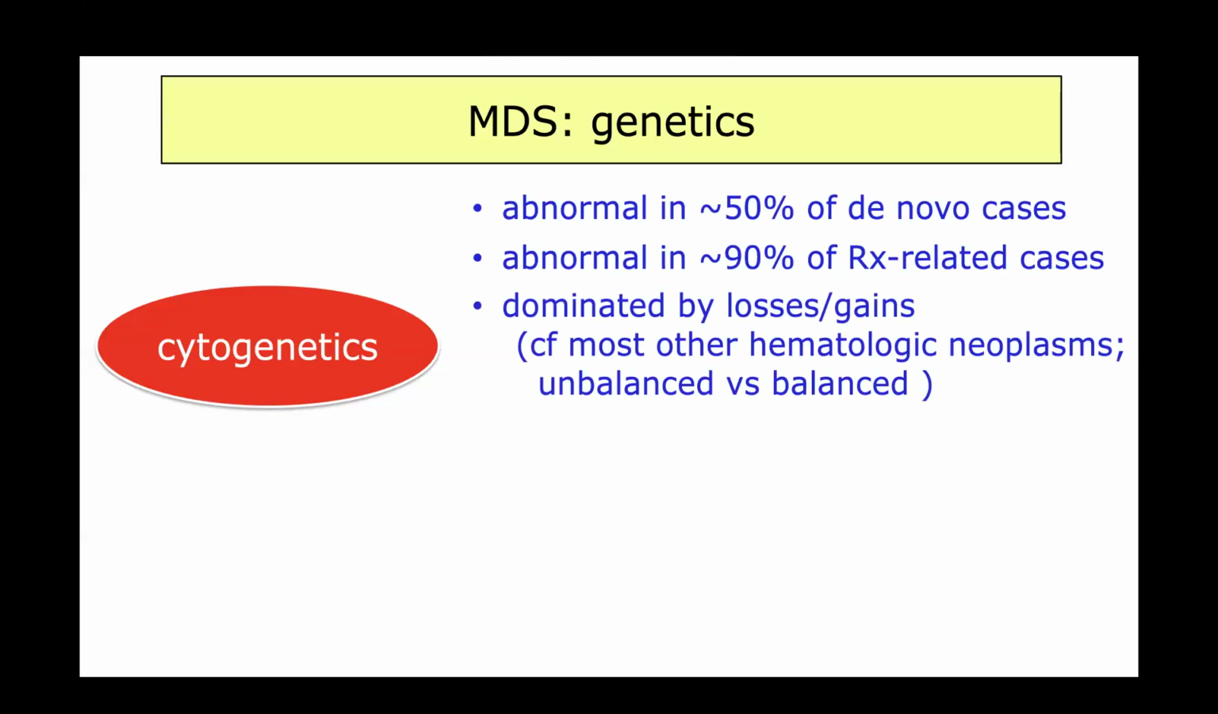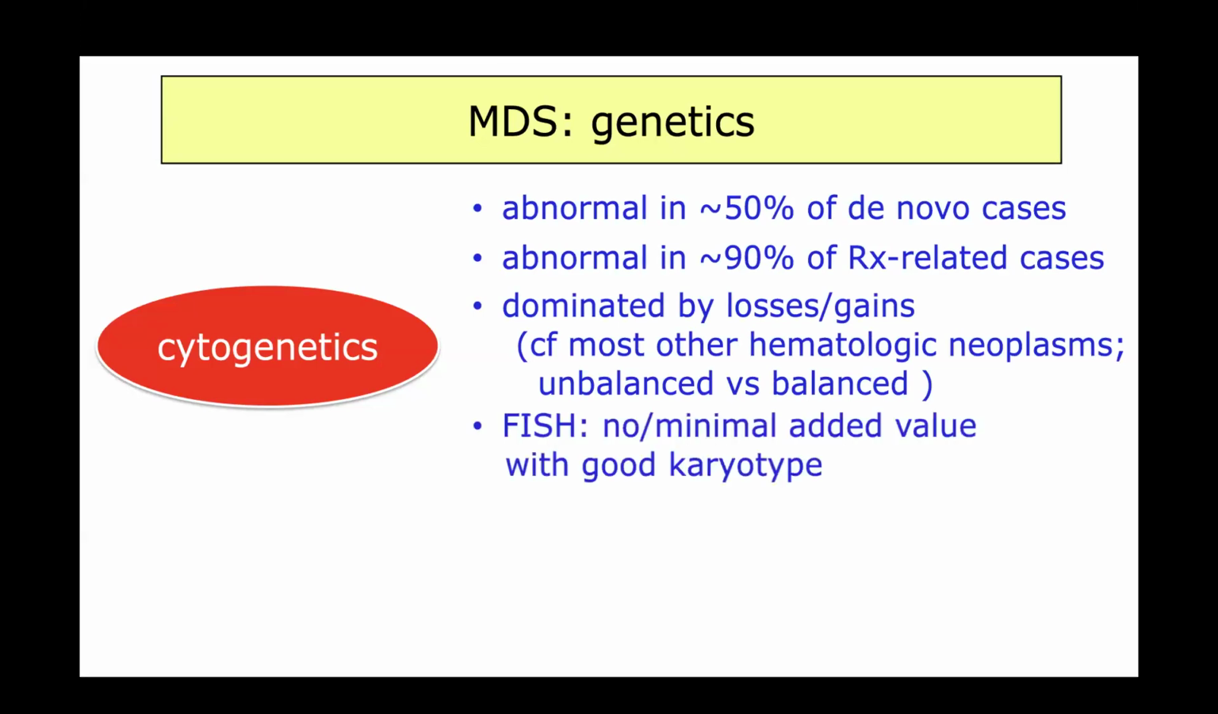And unlike, for example, acute myeloid leukemia, CML, and many B-cell neoplasms, in which there are usually translocations that are the sort of primary driving genetic chromosomal abnormality, in myelodysplastic syndromes this is different. They tend to be unbalanced losses or gains, as you know, affecting chromosomes 5, 7, and 8, for example.